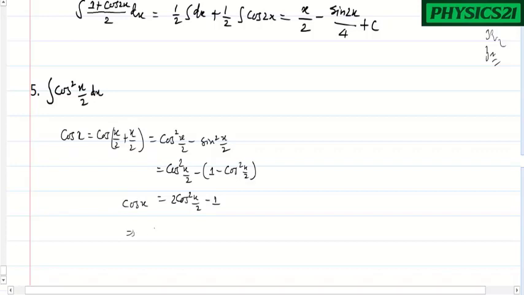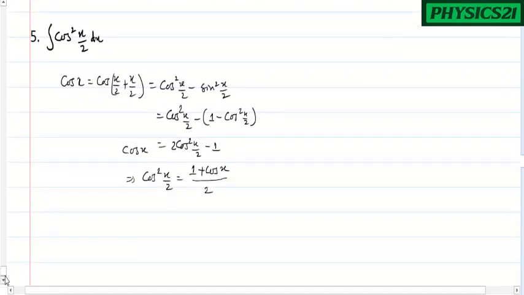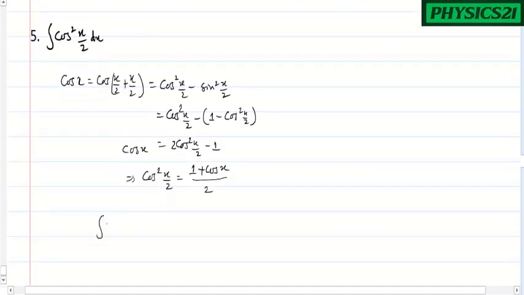Now the value of cos square x by 2 will be 1 plus cos x divided by 2. So this value we will use in place of cos square x by 2 in the given function. So there is integration of (1 plus cos x) by 2 dx.